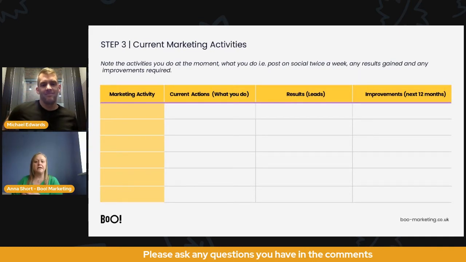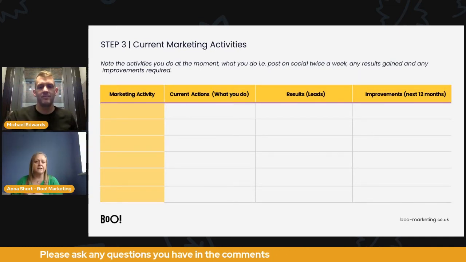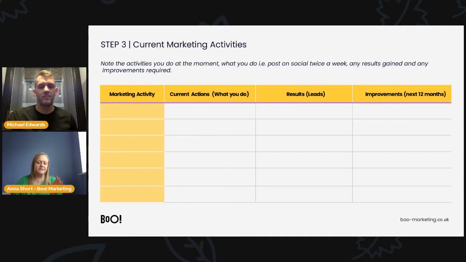Step 3, reflecting on your current marketing activities. So every marketing activity that you do at the moment, social media, networking, if it's advertising, blogs, website updates, if you do bids and tenders, all of those things, get them noted down in that column headed marketing activity, and just jot down the main actions that you do alongside that activity, and then look back the past 6 months, the past 12 months, what results have you had from it?